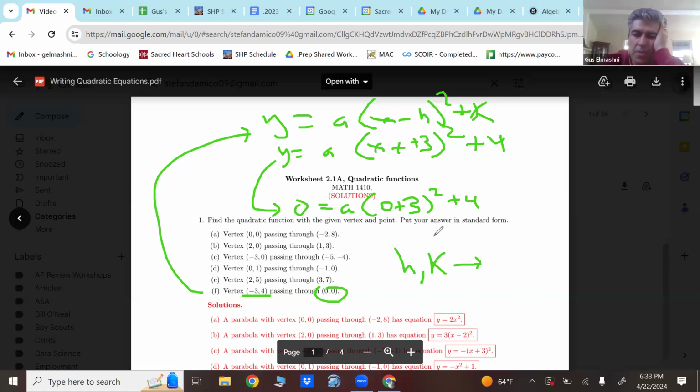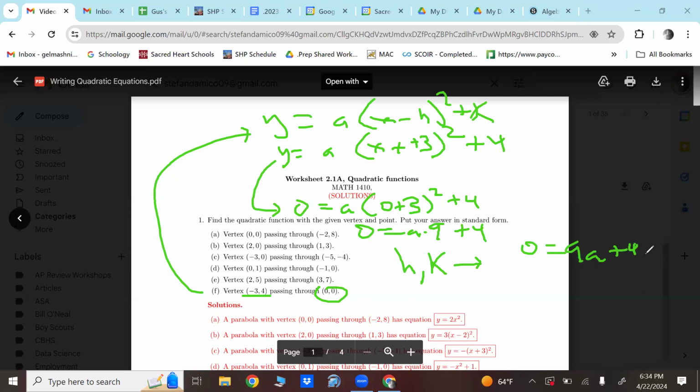All right, let's do a step at a time. So 0 equals A times what? What's 0 plus 3 squared? 3 squared is 9. Okay, good. So you have 0 equals 9A plus 4. Okay, keep going. So solve for A. What do you do?